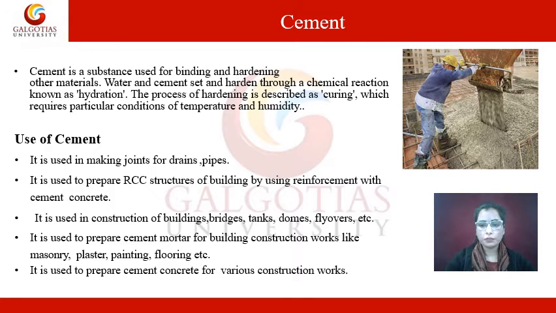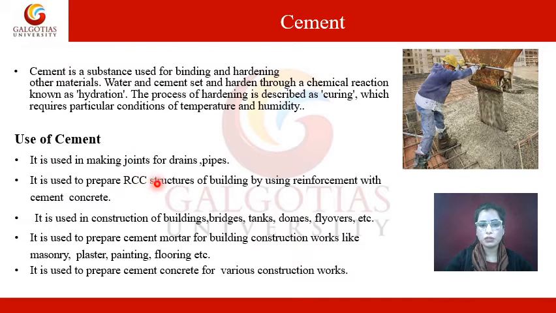Now the next building material is cement, which is very common and widely used. Cement is a substance used for binding and hardening other materials. Water and cement set and harden through a chemical reaction known as hydration. The process of hardening is described as curing, which requires particular conditions of temperature and humidity. Cement can be mixed with a fine aggregate and water to produce mortar used in masonry construction as a bedding and adhesive to bind and fill the gaps between adjacent blocks of brick, concrete or stones.